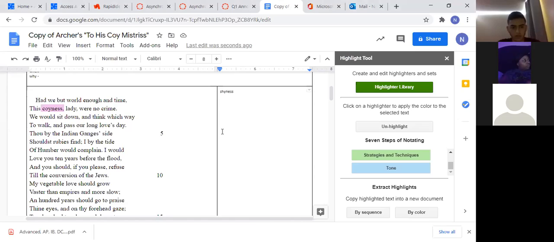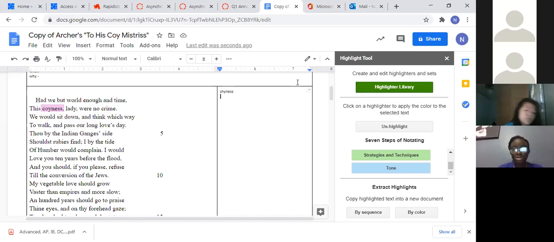What's the Indian Ganges? Anybody? Sophia, what's the Indian Ganges? A river. It is the river. When we did the sun rising, what did the man say about the woman who was with him? That she was like the spices of what? India. The spices of India.